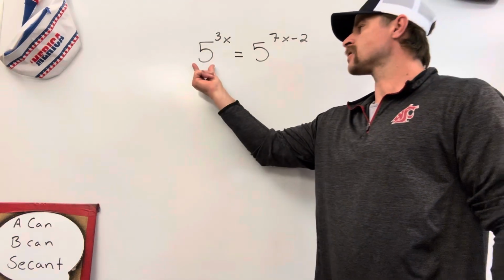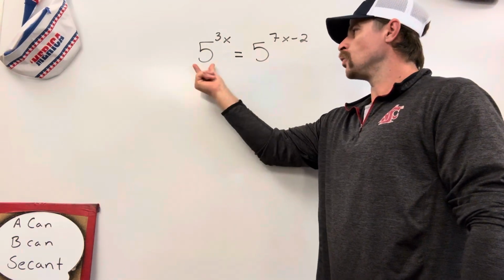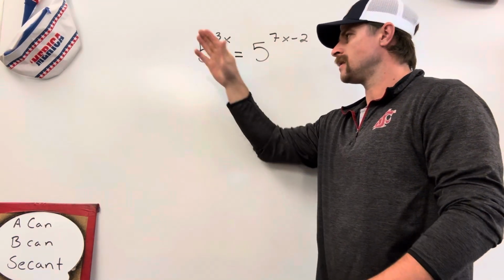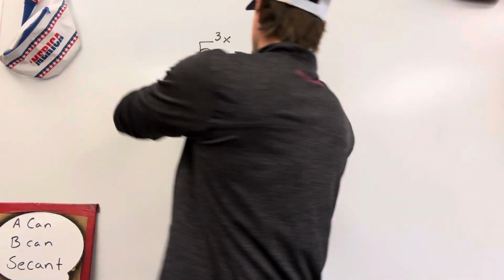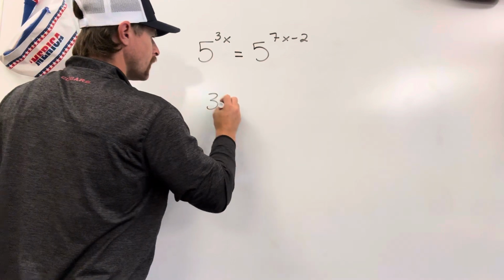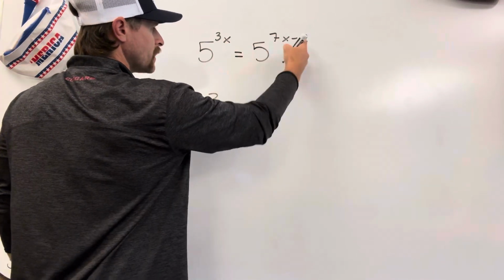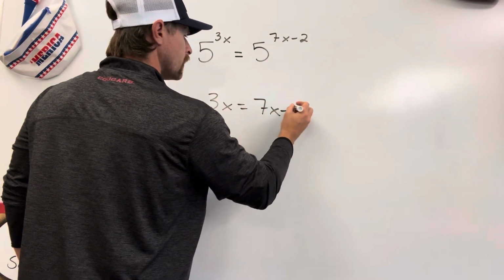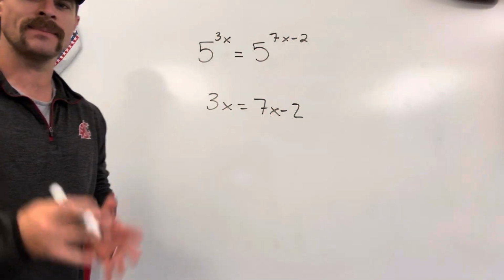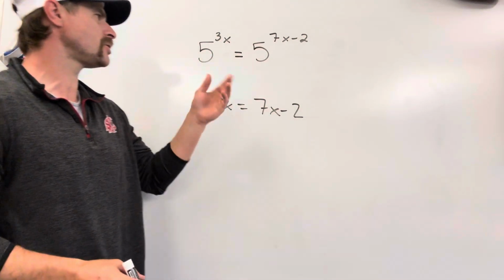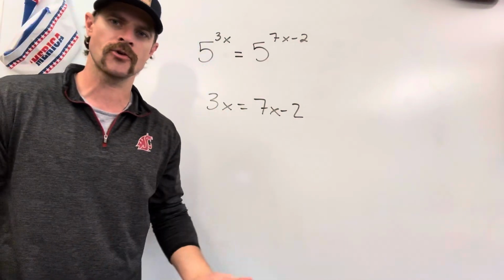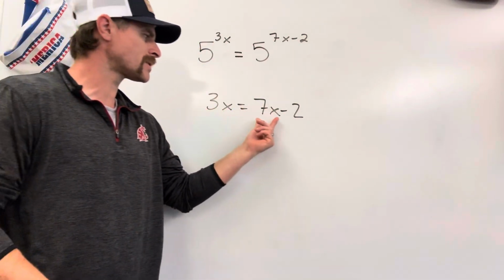Okay, because our bases match, we can just say, go away, get gone. Sayonara, see you later. So I'm going to take 3x, I'm going to bring that down. I'm going to set it equal to 7x minus 2. And the reason I can do that is because my bases were the same. So because the bases are the same, we are allowed to just remove them. They cancel each other out. We're left with 3x equals 7x minus 2.